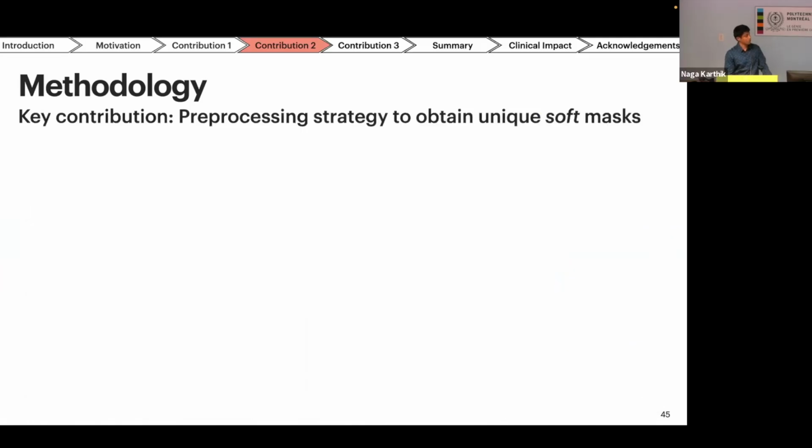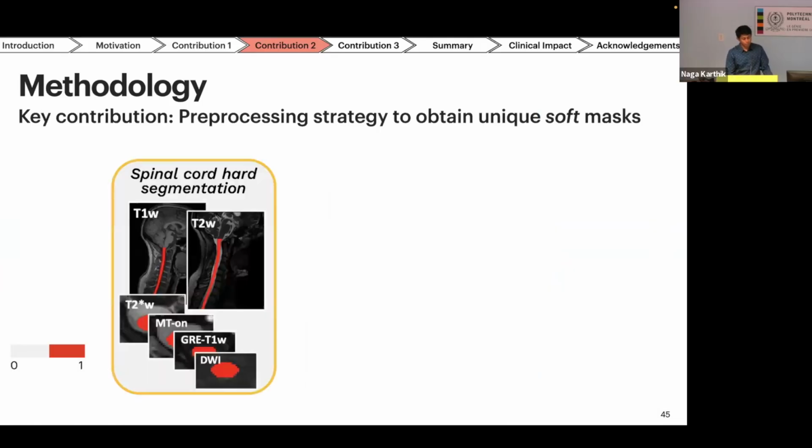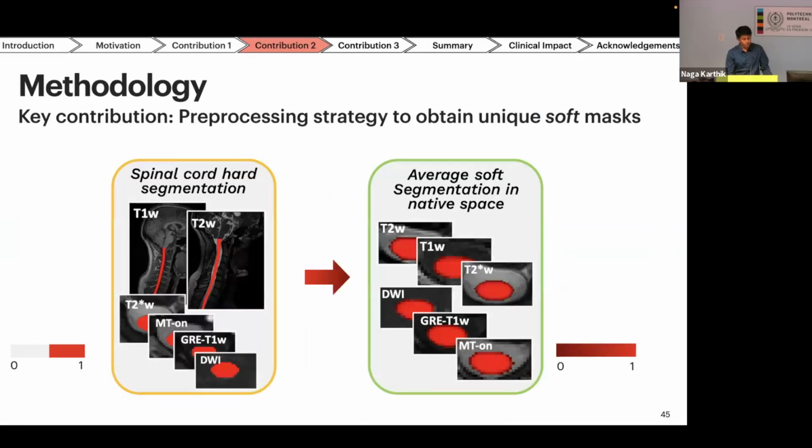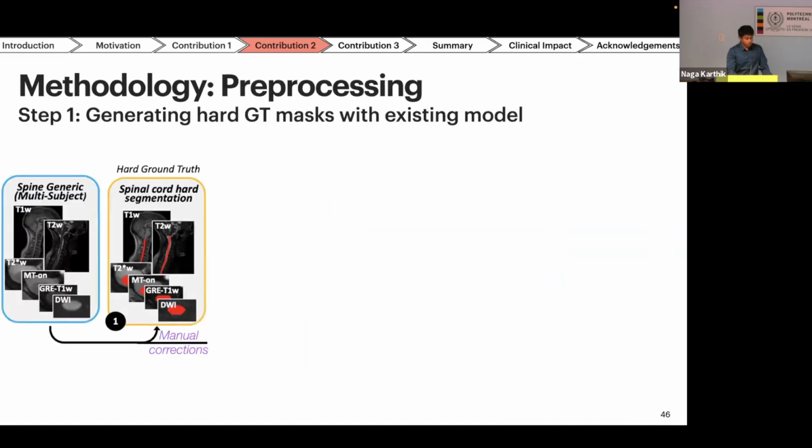And the key contribution of this work was a novel pre-processing strategy that went from hard contrast-specific masks to a soft segmentation mask that has float values between 0 and 1 for each contrast. So the pre-processing strategy contains 5 steps. The first step is to obtain a spinal cord segmentation using the existing model.